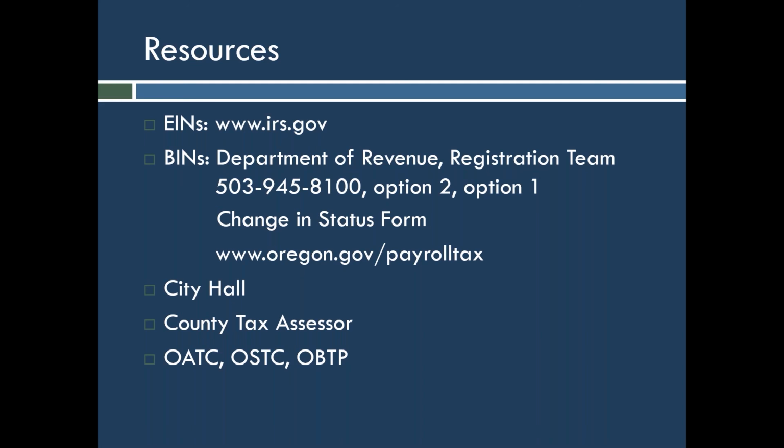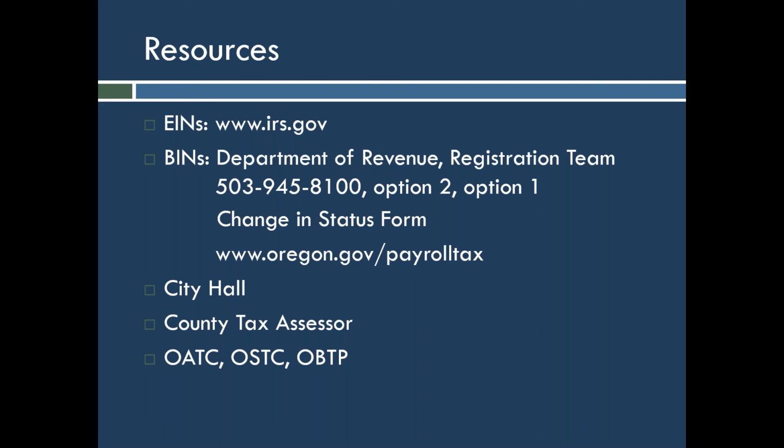If you need to change information on your BIN or close your BIN, search online for the Oregon Change in Status form. It is a busy looking form because it's used for a variety of things, but one of the things it's used for is changing information on a BIN. It's also used for deactivating or permanently closing a BIN.